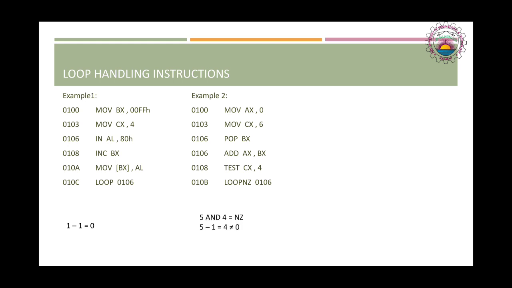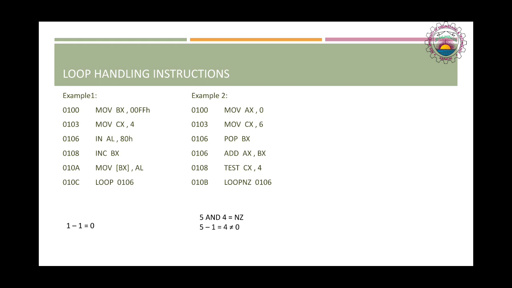So test will be ANDing CX contents that is 5 with 4. So you will be having a non-zero result. LOOPNZ will be decrementing CX by 1. 5 minus 1 equal to 4, non-zero value. Both conditions required for continuation of LOOPNZ instruction are satisfied. So you will be at offset 106. Now again POP BX, another word is popped from top of the stack to BX register. That word is added to AX, then you are having test instruction.